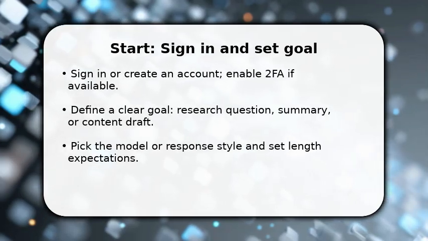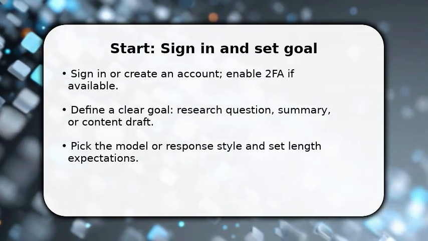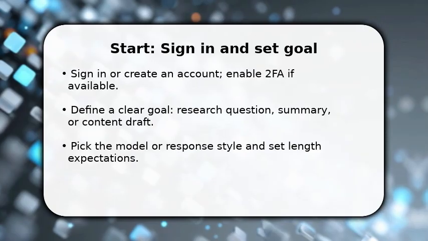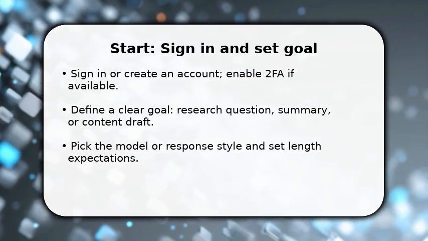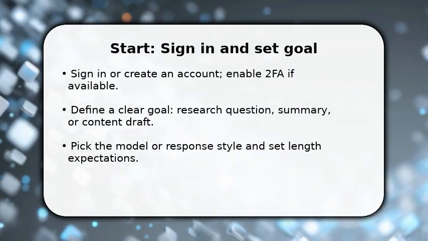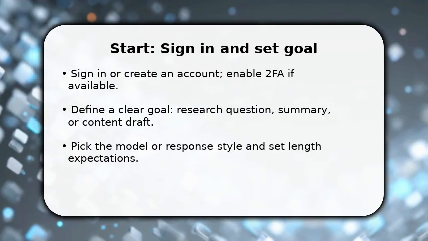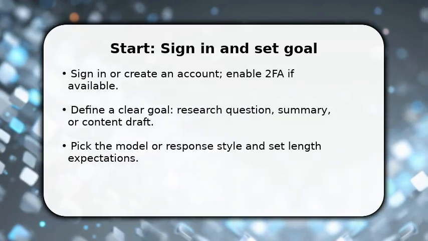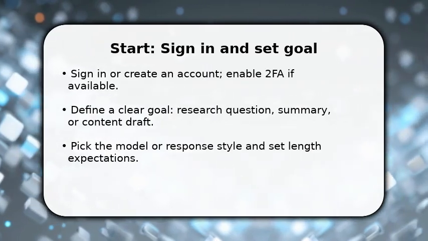You begin by signing in and setting a single, focused goal, what you want Perplexity to produce and why. Once done, pick the response style and desired length so the system knows the format. Next, craft your first prompt with context, constraints, and a question. Include examples if needed. Do this now to avoid vague answers. This first actionable step steers results and saves time by making follow-ups precise and efficient.